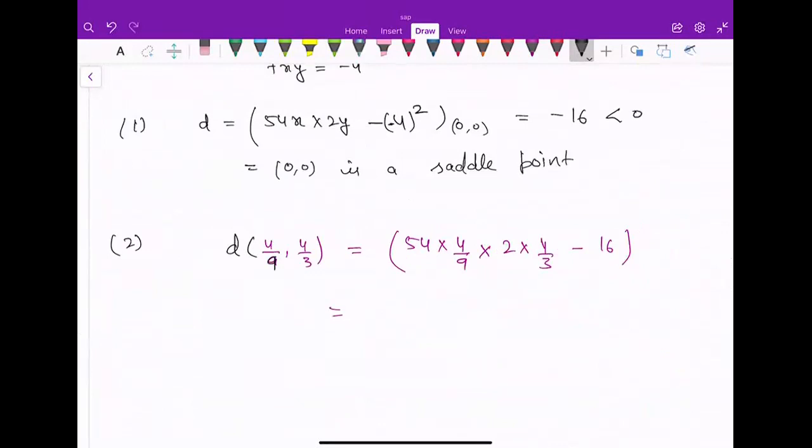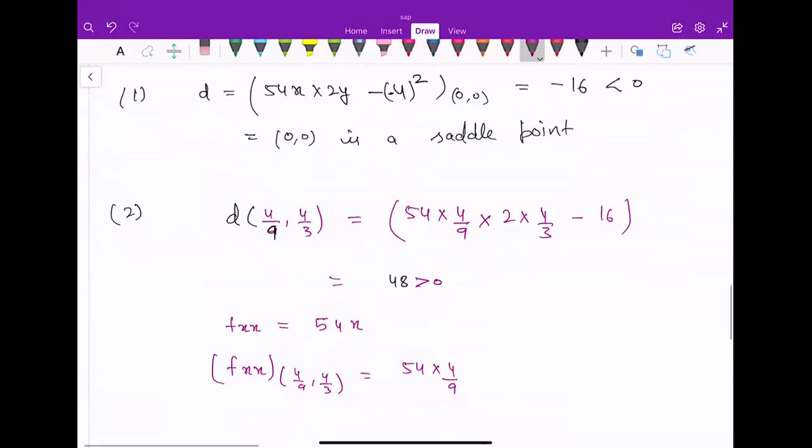So when we solve it, this value is coming out to be 48. It is greater than 0. Since the discriminant is greater than 0, we will check the sign of fxx. So fxx is 54x. Now you will compute the value of fxx at the given point, that is 4/9 and 4/3. What value will come? 54 into 4/9.